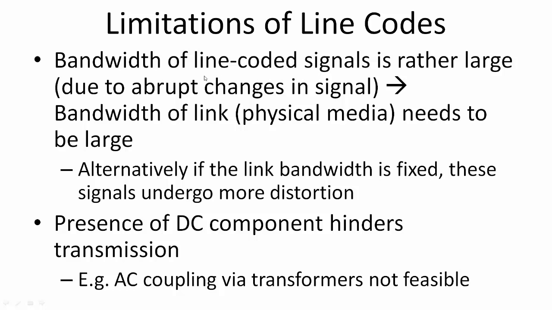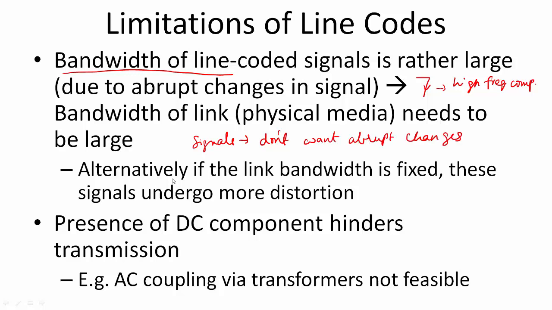There are, however, certain limitations to using line codes. One is that the bandwidth of these coded signals is rather large. Whenever there is a transition, this type of transition from low to high, this typically generates high frequency components. So due to these abrupt changes in the signal, the bandwidth of the signals is large, which in turn means that the bandwidth you need to provide also needs to be large. Ideally, when you are converting data into signals, you don't want abrupt changes.